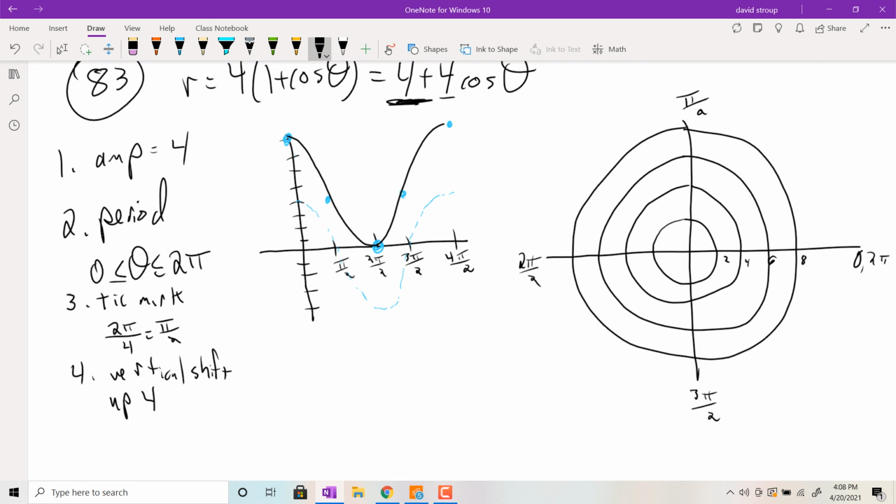So at 0, I'll put this in red. At 0, I'm at 8. And then going from 0 to pi over 2, in this first section, it'll drop down to 4. And then from pi over 2 to pi, it'll drop down to 0. So it'll keep on decreasing to 0. And then from 2 pi over 2 to 3 pi over 2, it'll increase back to 4. And then from 3 pi over 2 to 2 pi, it'll increase back to 8. So you get the cardioid or snail.